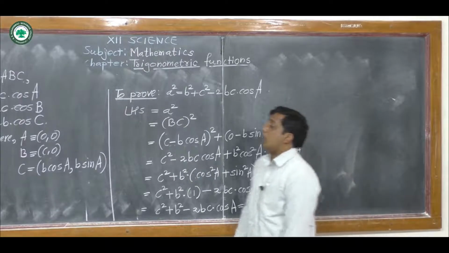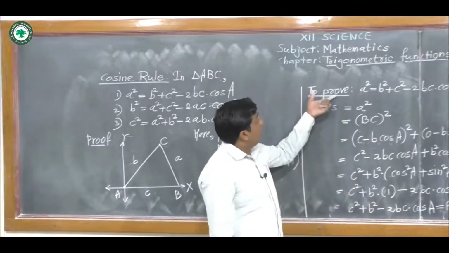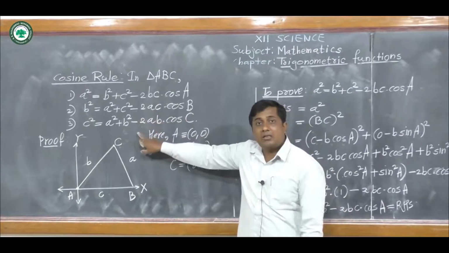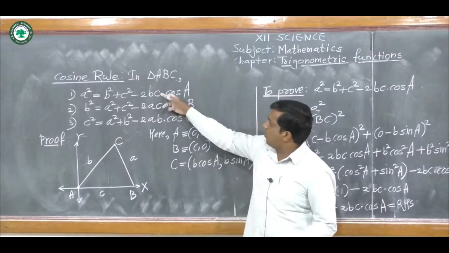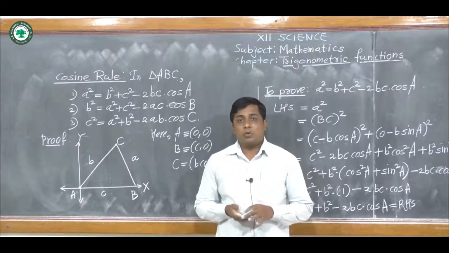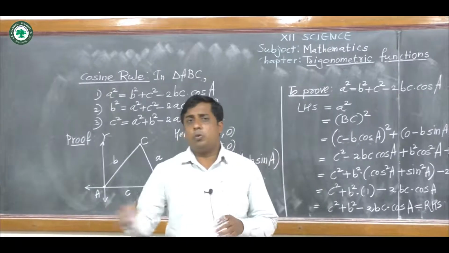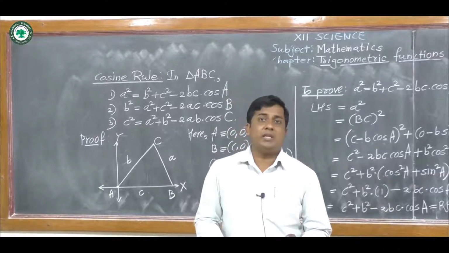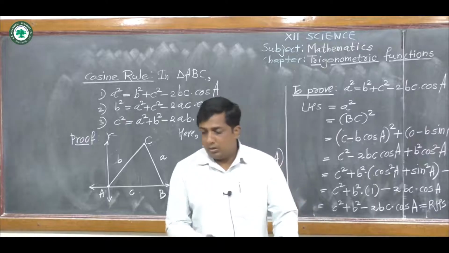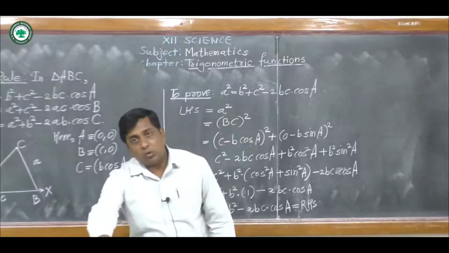Similarly, we can prove the other two cases. One part we have proved, and similarly we prove the second and third. So this is the cosine rule. In the cosine rule, we consider the relation between the elements of the triangle. Now we know these three relations in the cosine rule.